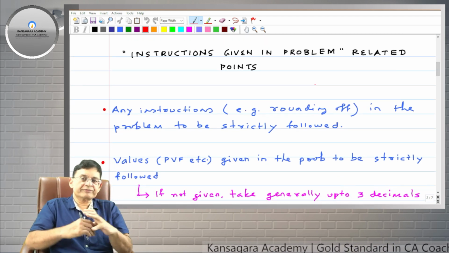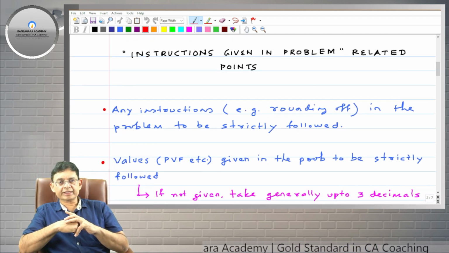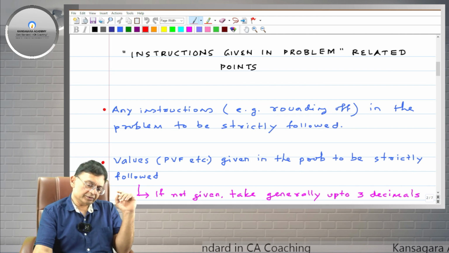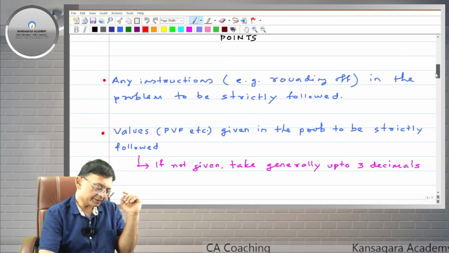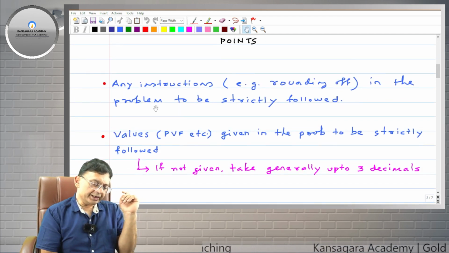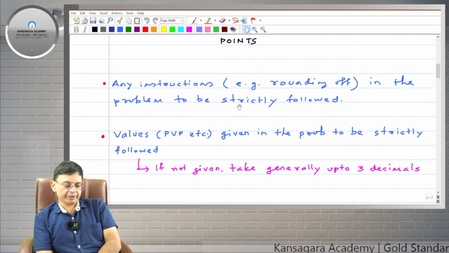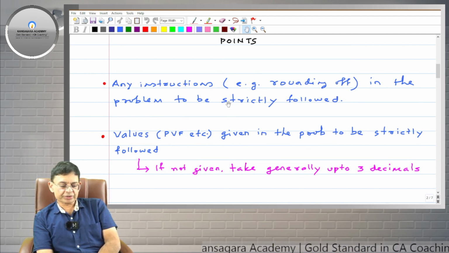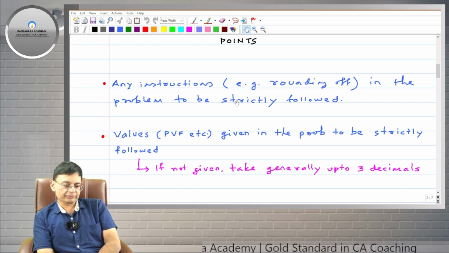Okay. Now, let's discuss some instructions related points. If some question contains instructions, then what is the significance of those instructions? Here also two things are there. The first, any instructions relating to rounding off must be strictly followed.